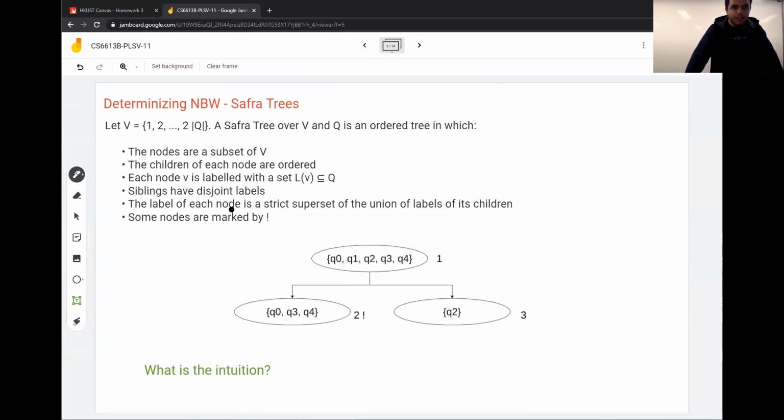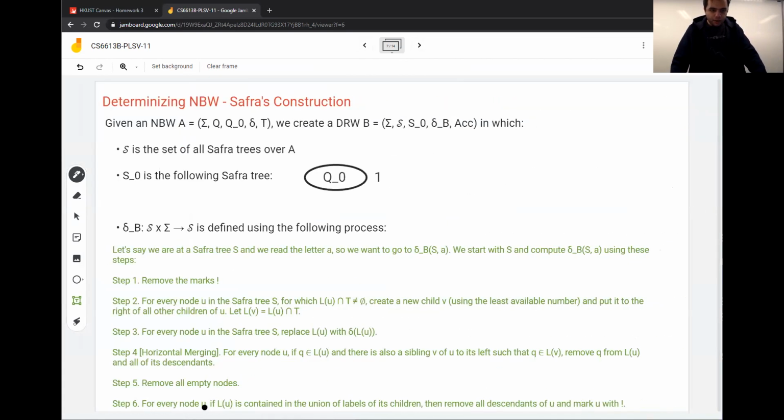We wanted the label of each node to be a strict superset of the union of its children. And if this is not satisfied, if I have a node U and the label of U is just the union of the labels of its children, or if it's contained in there, then I just remove everything below U from the tree. And this is where I use my exclamation mark and I mark U. So I make my tree much smaller and then I just mark U. So the mark shows that we have removed the children basically.